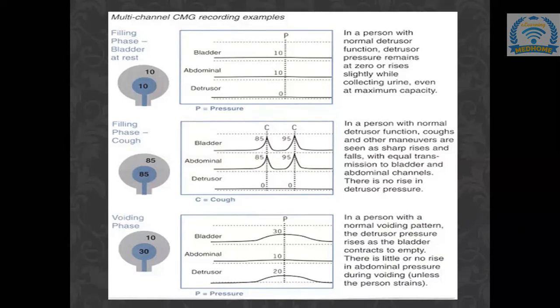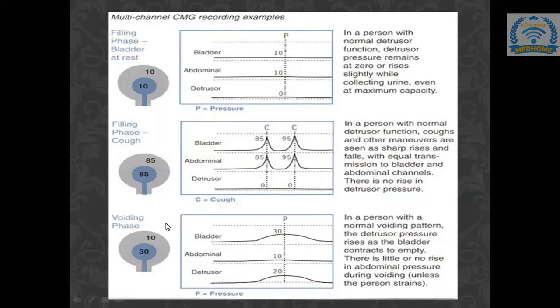So in the filling phase, the detrusor pressure is supposed to remain at 0 or it will rise slightly while the bladder is filling with urine. However, there is going to be a rise in the pressure of the bladder and the abdominal pressure. Now, when the patient is performing certain maneuvers, like coughing in this case, what happens? The bladder pressure will show a rise, and the abdominal curve will also rise at the same point. But there will be no increase in the detrusor muscle pressure.